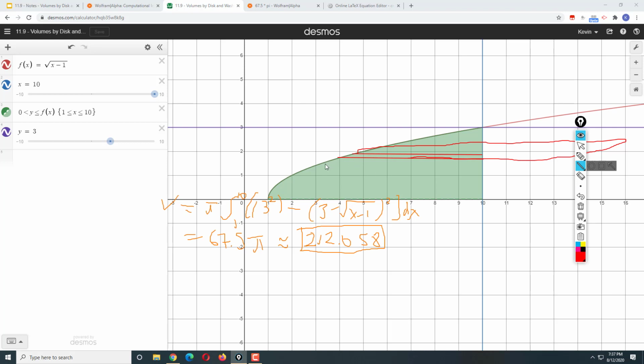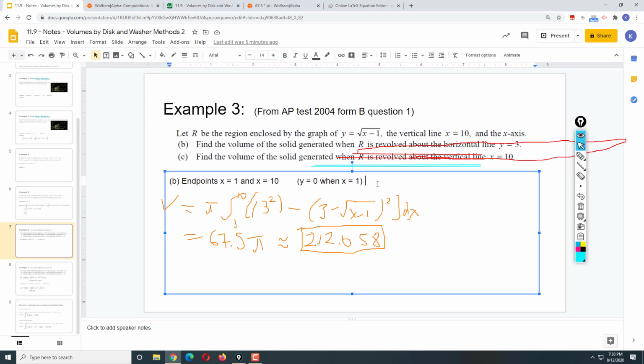How long is this line? The line goes from 10 all the way down to our function. What is our function? For part C, we want our function in terms of y. y equals the square root of x minus 1. That means that y squared equals x minus 1, which means that y squared plus 1 equals x. Therefore, our function is really f of y equals y squared plus 1.